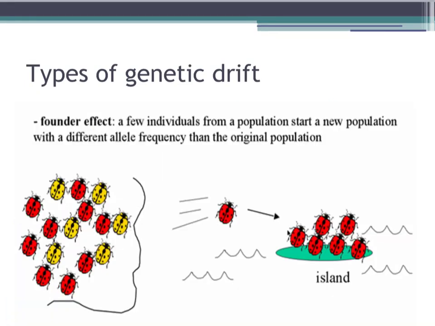If that happens, it could even be called the founder effect. That's when a few individuals from a population start a new population. Here we have a great example of where a few of the red ladybugs moved over to a new island. All of their ladybug babies are going to be red. They're not going to be yellow anymore because they don't have any yellow ladybugs to mate with.